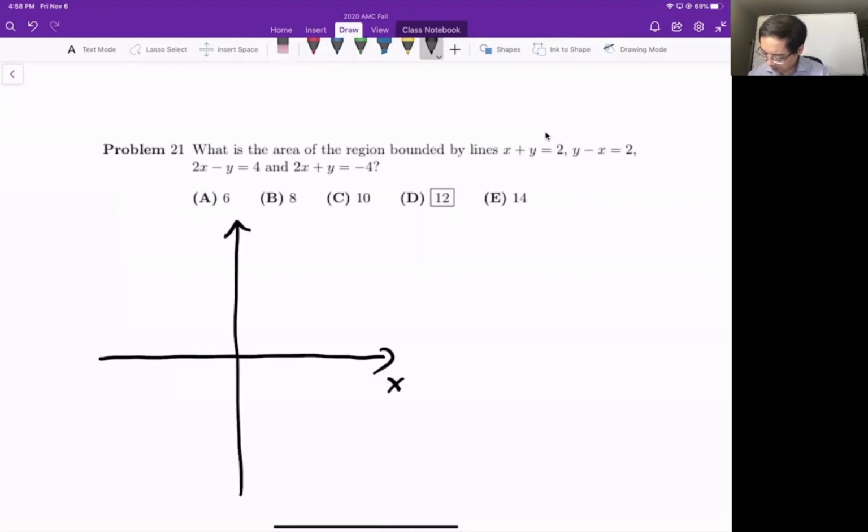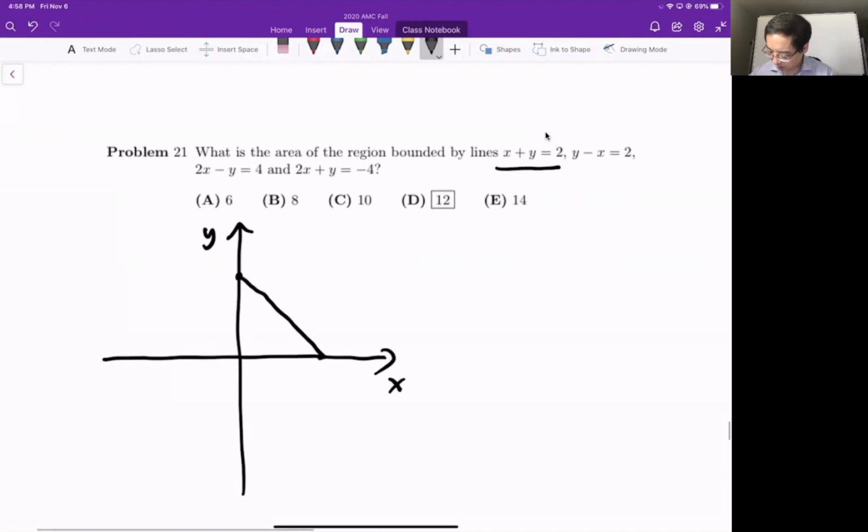So here's x, and this is y. The first one, x plus y equals 2. One efficient way to draw a line is to decide what the y-intercept and the x-intercept are. So for this one, it's just 2, 2. So this is x plus y equals 2. And then we have y minus x equals 2. That's right here. The x-intercept is -2. The y-intercept is still 2.